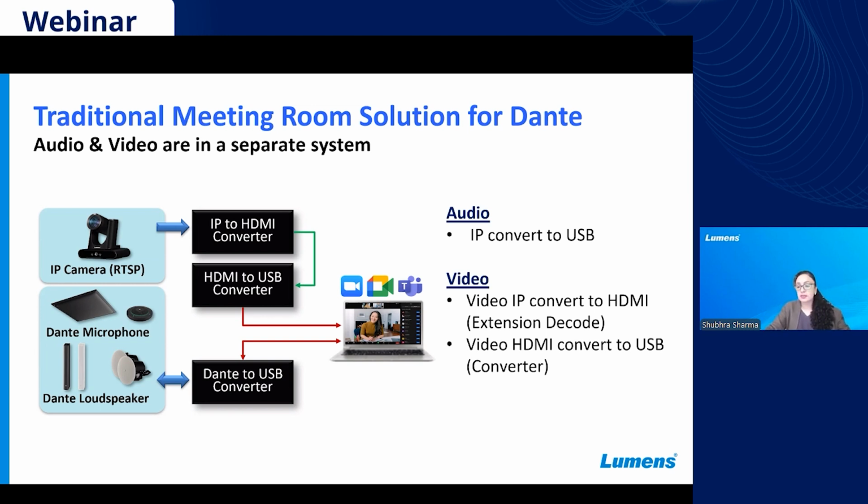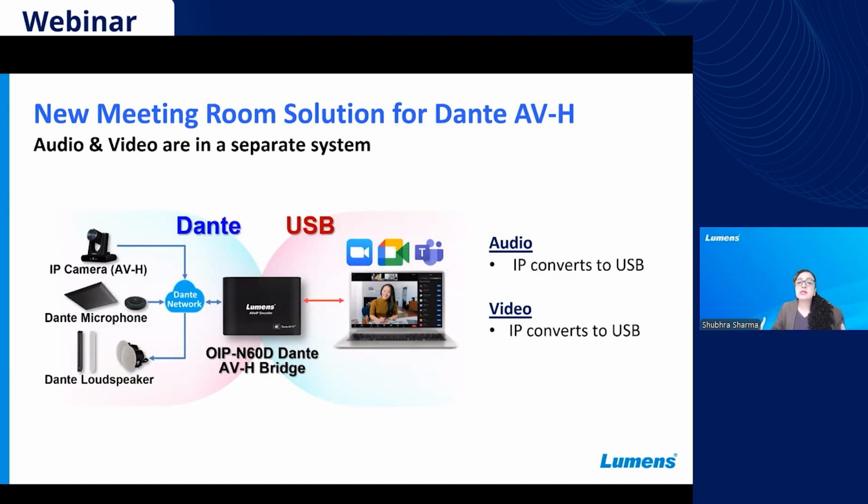To simplify this, the OIP series helps you with just this single box, which takes both audio and video feeds and converts them to USB. This schematic relates to the soft VC application. In your room there are multiple AV devices, and you want to convert everything on Dante to USB. This simple box serves your purpose and is definitely a cost-effective solution, because instead of 3-4 devices, just one device does everything. So that is one application.